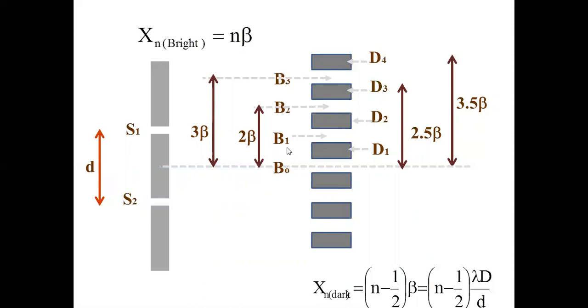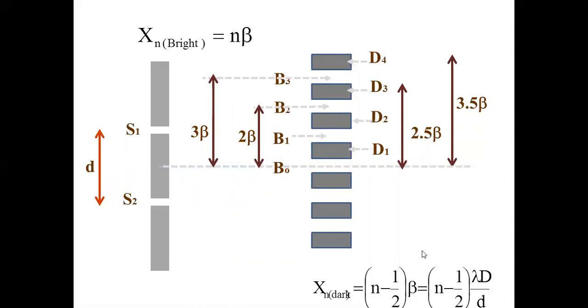What is the distance of the 7th bright fringe? 7 beta. What is the distance of the 8th bright fringe? 8 beta, because you take the central bright fringe as 0. 0 to 1, 1 beta. 0 to 2, 2 beta. So the distance of the nth bright fringe is n beta, where beta is equal to lambda D by d. Correct? So this is very easy to remember.